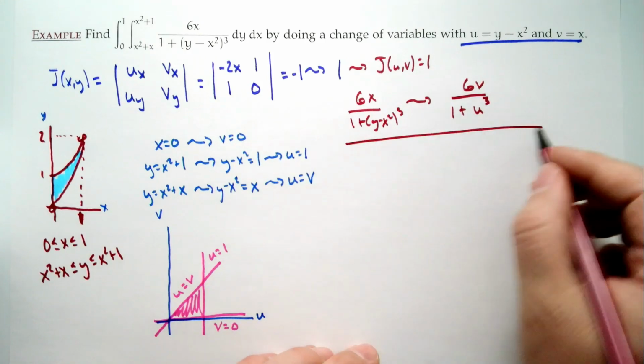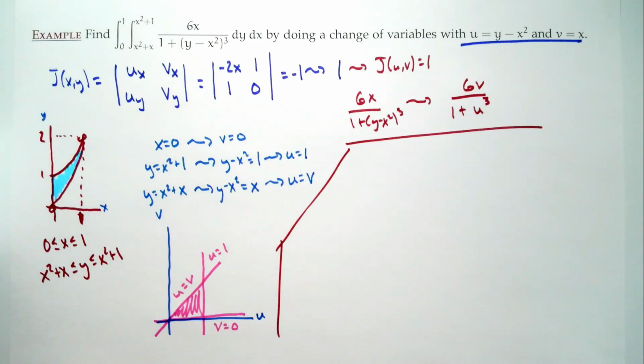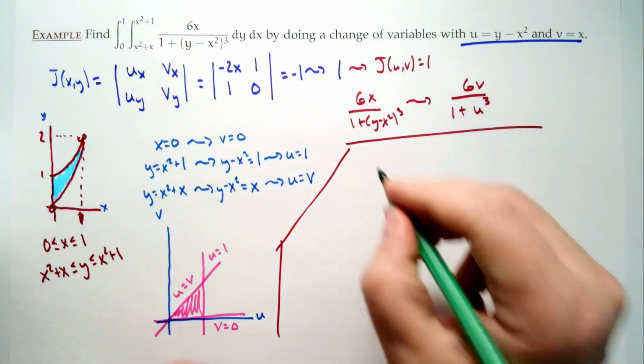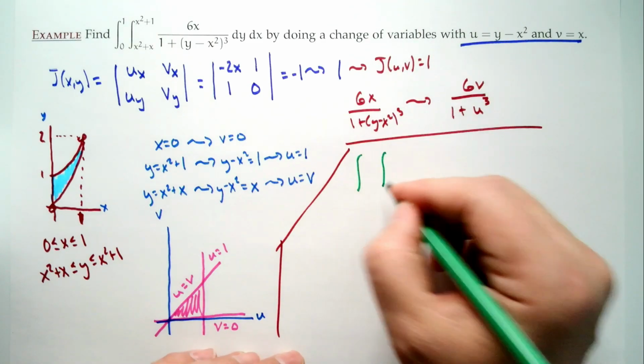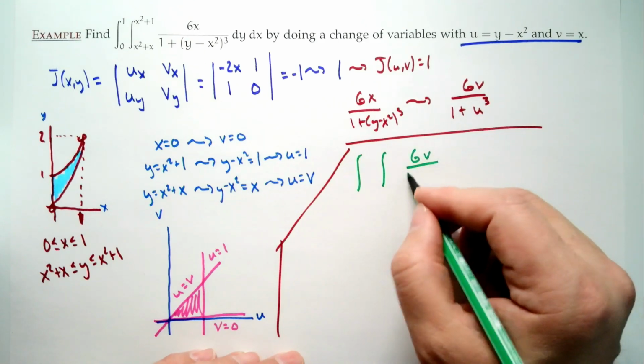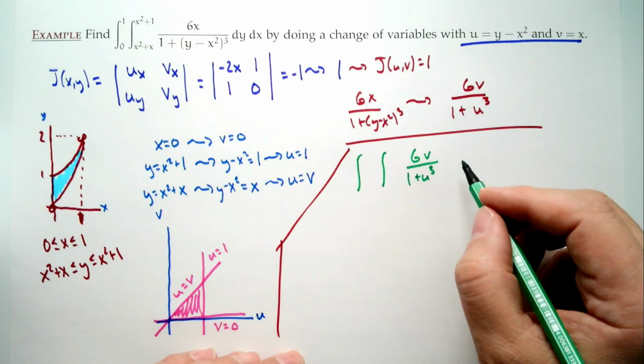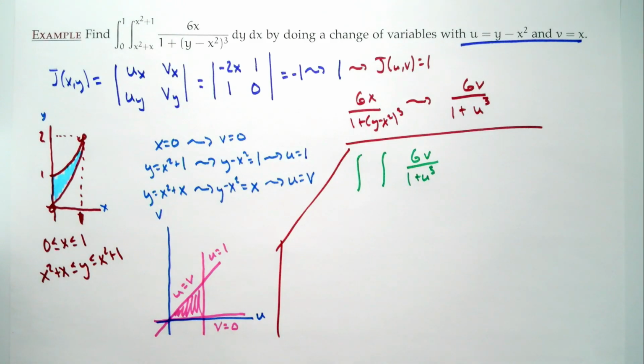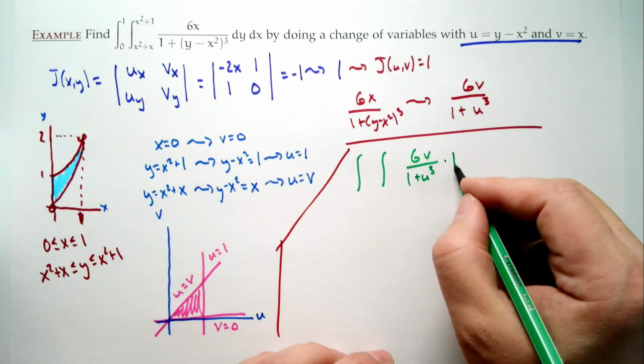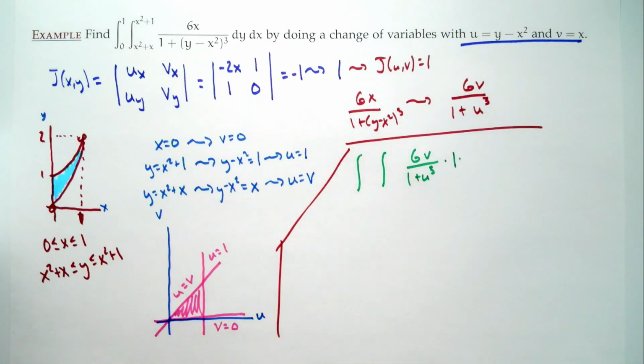So our new integral will be the following. It's going to be an integral of 6v over (1 + u)^3, and now the Jacobian is 1, so times 1, which is our Jacobian, times something. All right, what's our something? Well, we have to make a choice. Is it better for us to do a vertical slicing or a horizontal slicing?